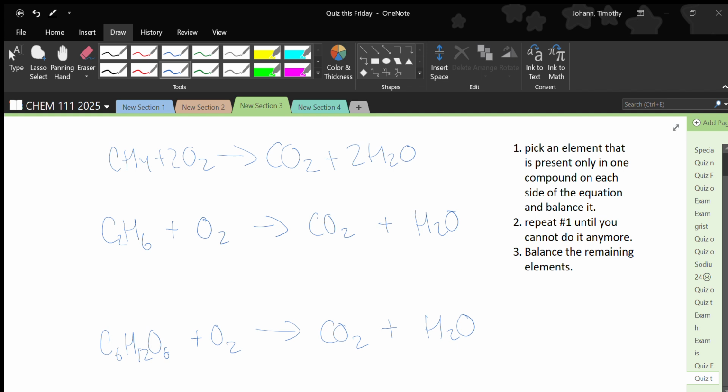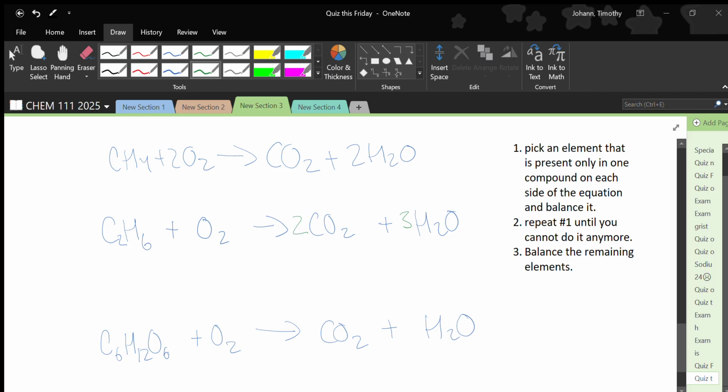So if I look at this, what do you want to balance first? Hydrogens. Let's balance hydrogens first. So I've got 6 hydrogens on the left. I have 2 hydrogens on the right. If I put a 3 here, now I have 6 on both sides. All right, so which one should I do next now? Carbon, absolutely. So I've got 2 carbons on the left. If I put a 2 here, now I've got my carbons balanced.